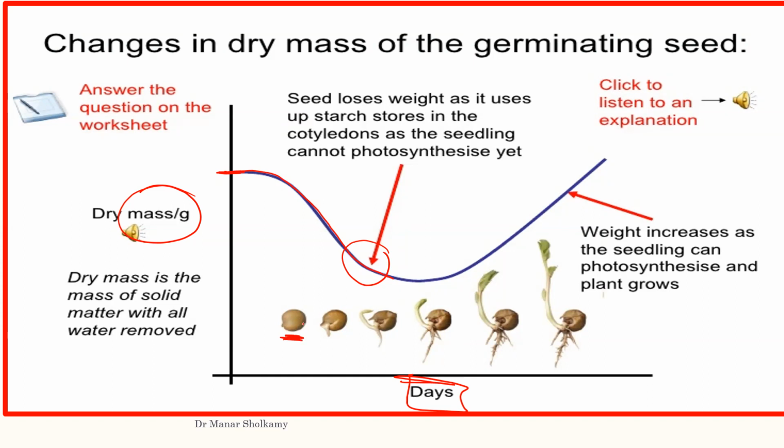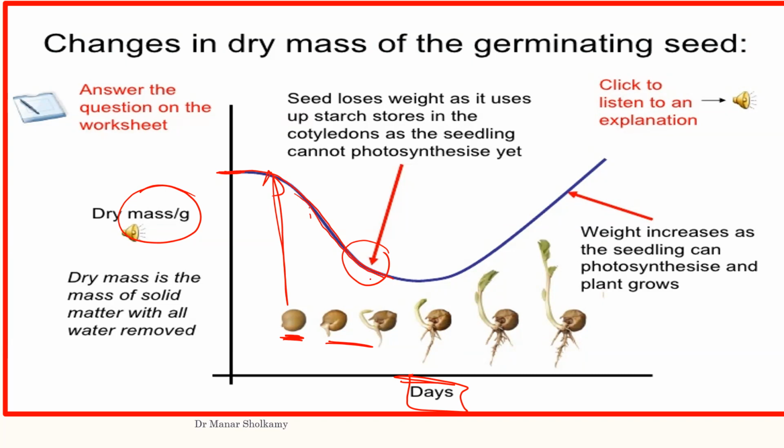This seed, it did not germinate yet. Its mass was high. And then it will start to germinate. As it starts to germinate, the mass falls. Why? Because the seed is underground. It is not exposed to light. It is not doing photosynthesis yet.